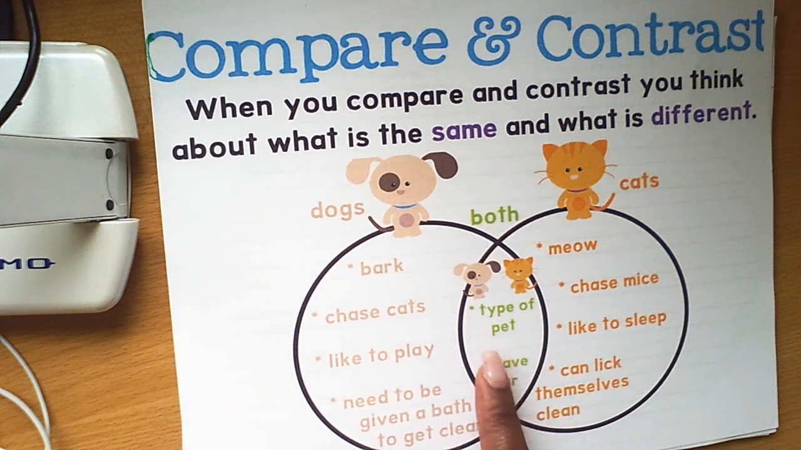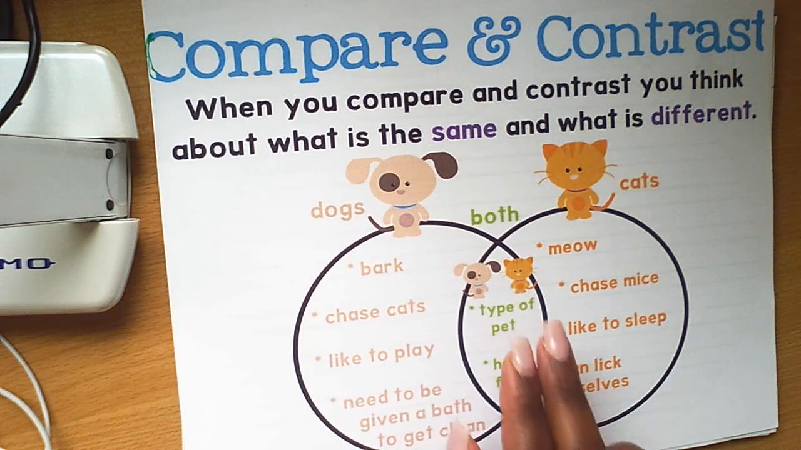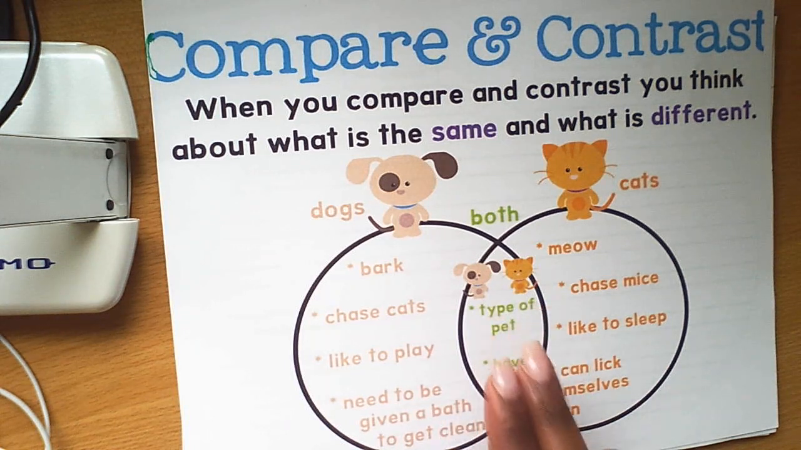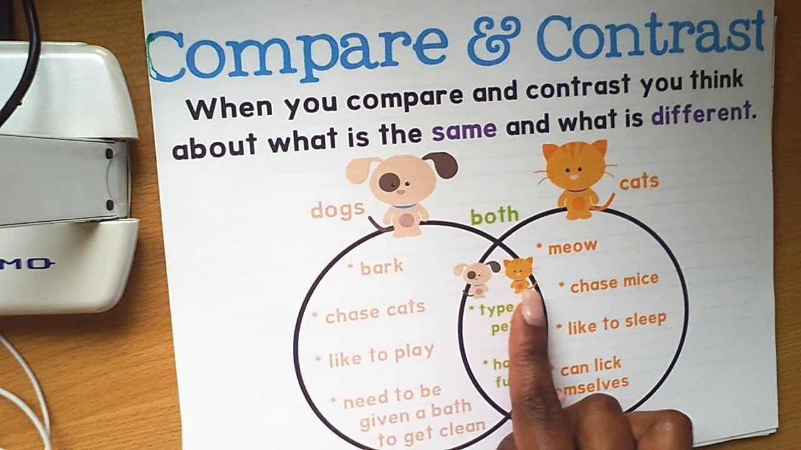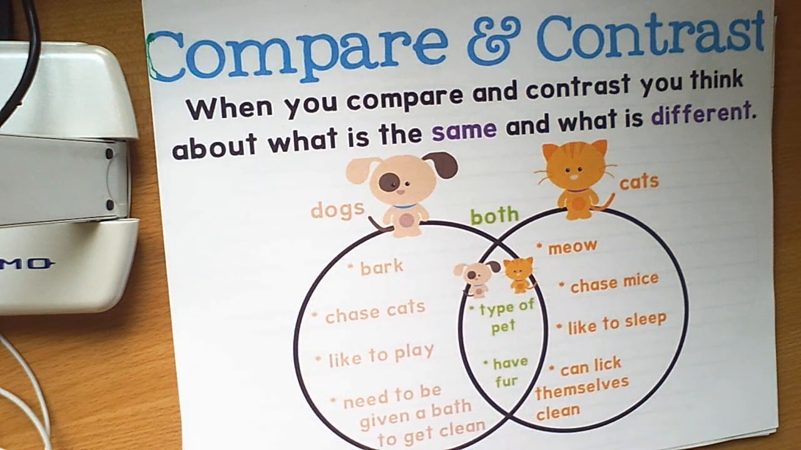But when we look in the middle, we're looking at things that both animals do. So right here, that's why there's a dog and a cat. Both of them are types of pets and both of them have fur. Those are things that are the same. So when we start our Venn diagram, that is what we will be doing with the true story of the Three Little Pigs and the story of the Three Little Pigs.